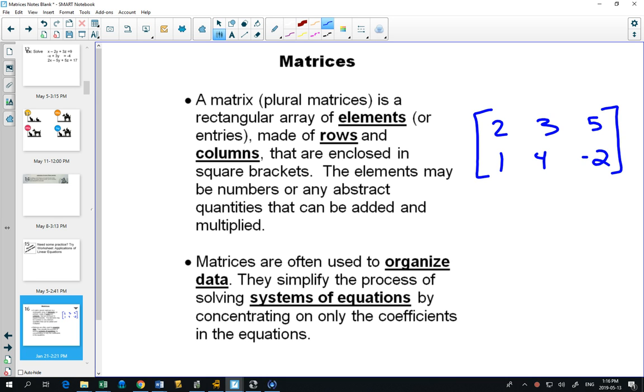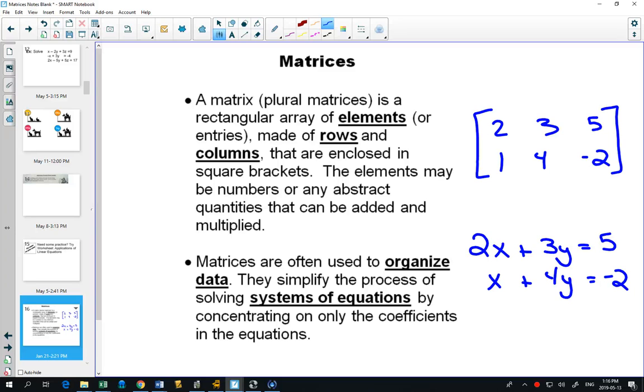Okay? We're going to be able to do some math. We're going to find out that these matrices are used to organize data. And one of the things this matrix that I just wrote could be organizing and representing is 2x plus 3y equals 5 and 1x plus 4y equals -2. So it could show a system of equations, what we did last class and tried to solve. You could put it into a matrix.